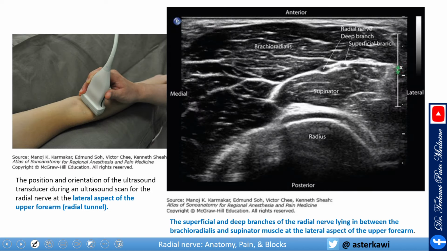So here, again, we just slightly went up to show you the two branches, the superficial and deep. This is the supinator. This is the brachioradialis. So at this level here is the radial tunnel. So this is where you get the radial tunnel syndrome.